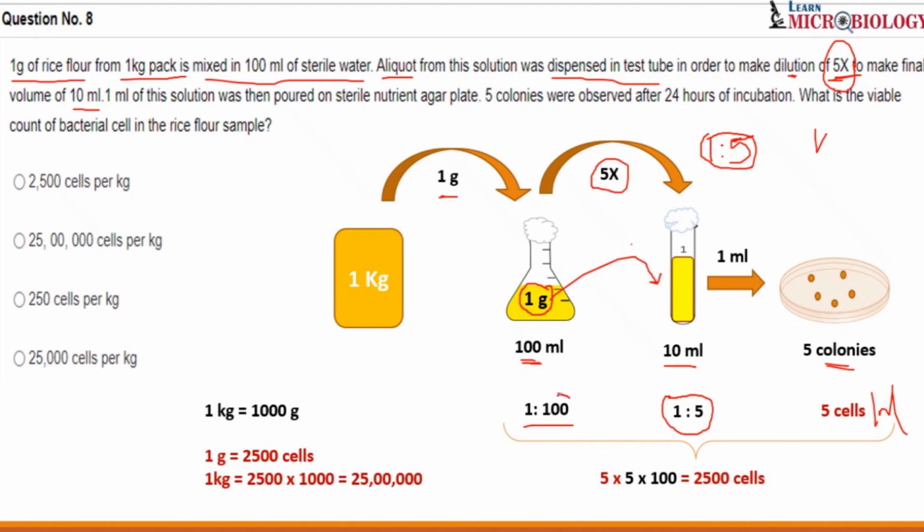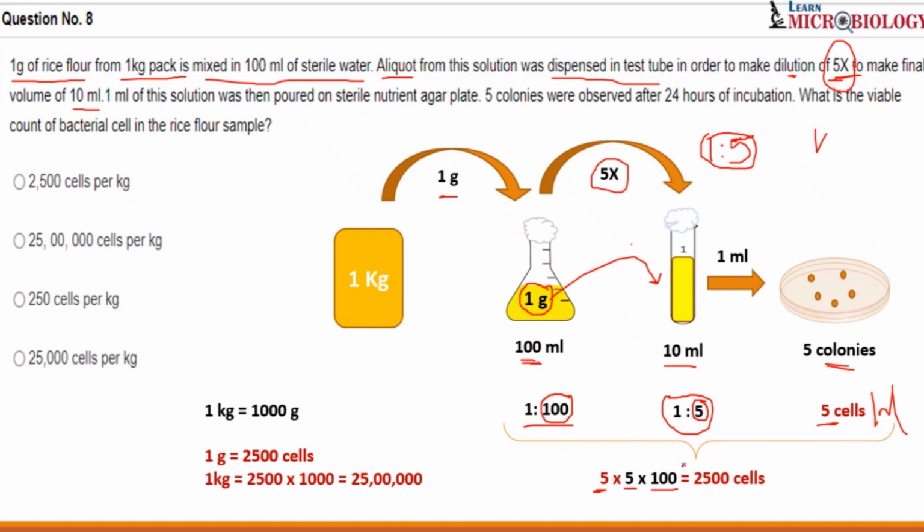So we have two dilutions. First we made a 1:100 dilution. This dilution factor we have here is 100, and then we made 1:5. So we have two dilution factors, 100 and 5, and we have to multiply them with these 5 cells. That is, over here we have 5 cells. We multiply it with dilution factor 5 and multiply with dilution factor 100.